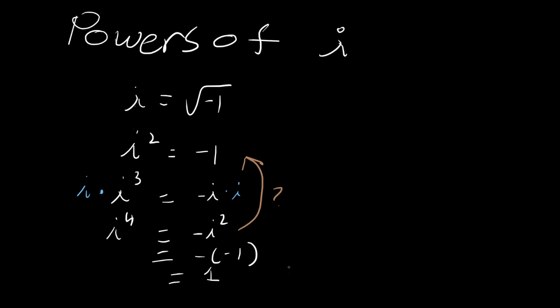So our pattern looks like the following. I is equal to the square root of -1. I squared is equal to -1. I to the third power is equal to -I. And I to the fourth power is equal to +1. Those four are going to be very important.